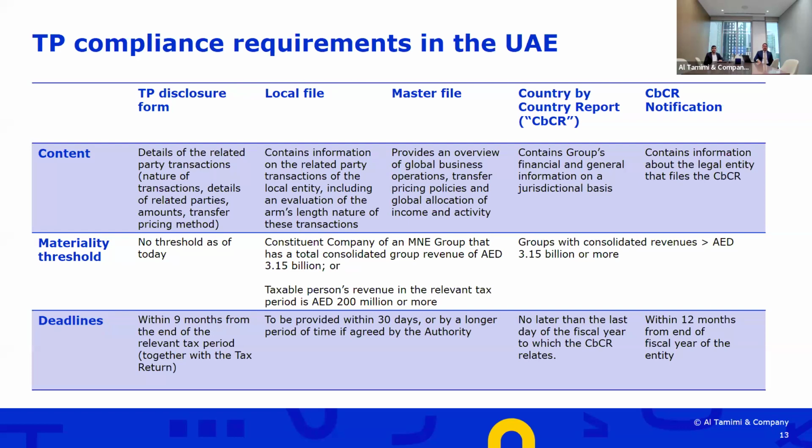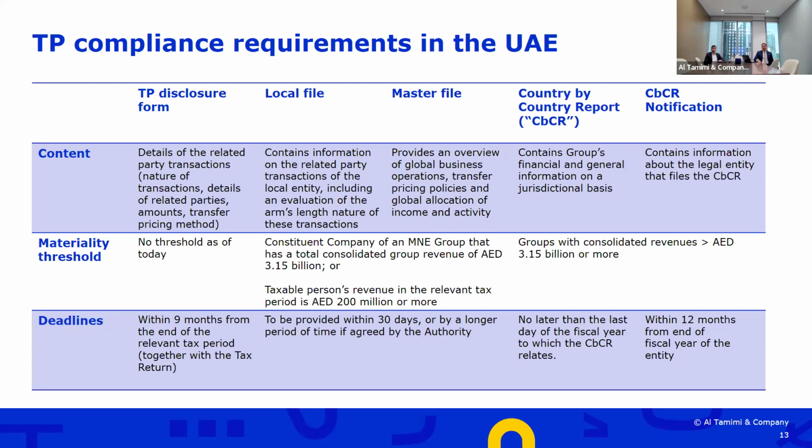In terms of the content, the local file basically gives some more information on the local entity. In this case, it gives more information on the UAE entity, the related party transactions this entity is involved in, as well as its overall contribution to the value chain. The master file is typically a document prepared at group level. It gives a big picture. It explains where this group has operations, the key related party transactions within the group, as well as key intangibles, etc.